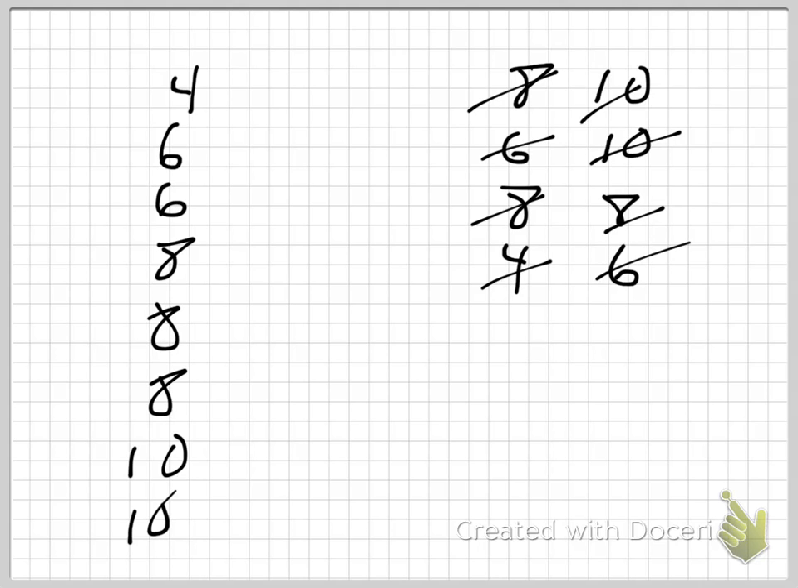Which one shows up the most often? The 8 does. There's 3 of them. The answer is 8 is the mode. Does that make sense? Here's some rules. I'm going to show you one. Let's see if you know the answer to this.